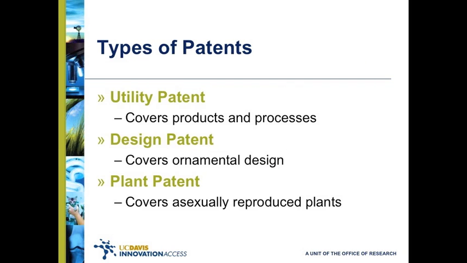Types of patents. There are three basic types of patents. The utility patent, which covers products and processes. The design patent that covers ornamental design, such as a new type of tennis shoe, a new ornamental design on clothing. A plant patent, which covers asexually reproduced plants.